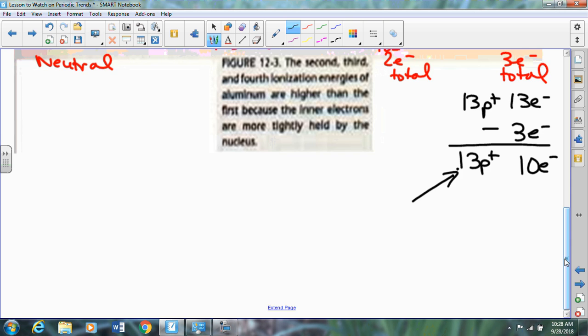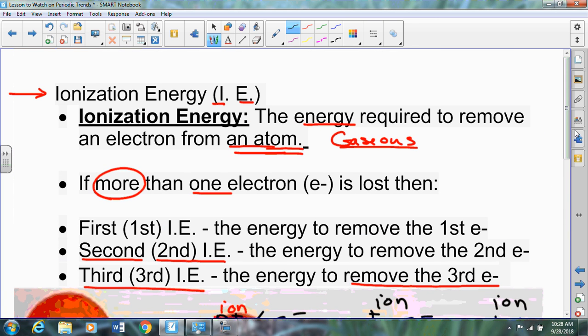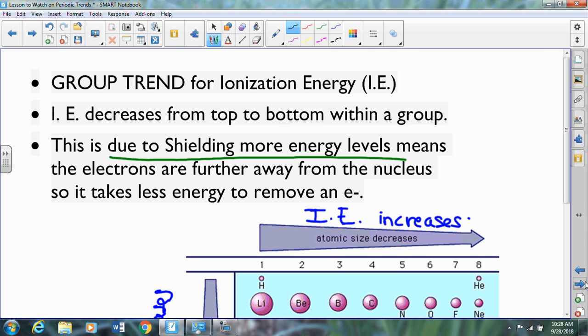Let's get back to what ionization energy means. Ionization energy is going to be a measure of energy, the energy needed to remove an electron. You'll notice in all the notes I do the group trend first, and the group trend, remember, is always from the top to the bottom within that group. Ionization energy decreases as you go from the top to the bottom. So at the top, it's the highest, and at the bottom, it's the lowest ionization energy.